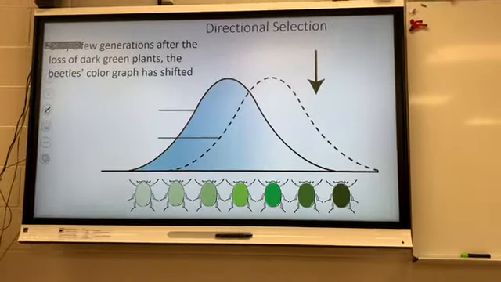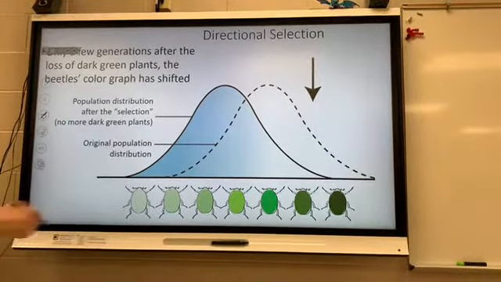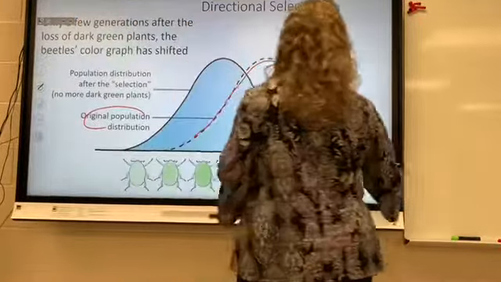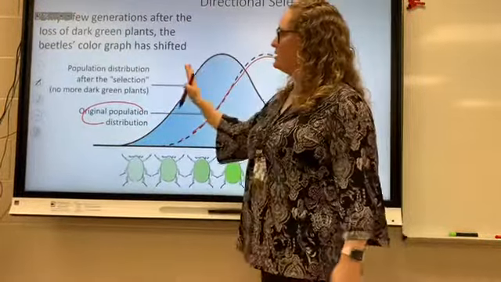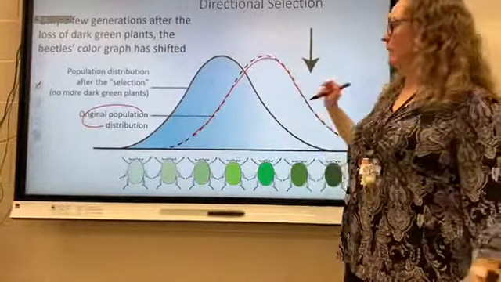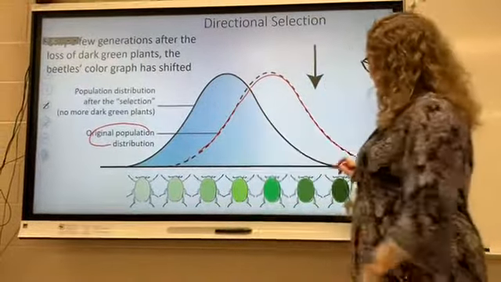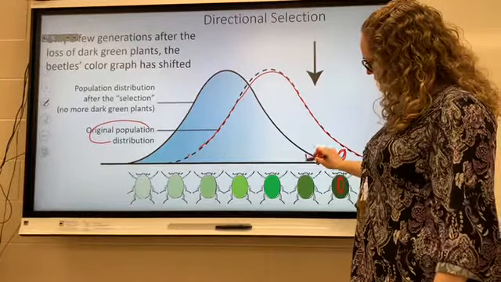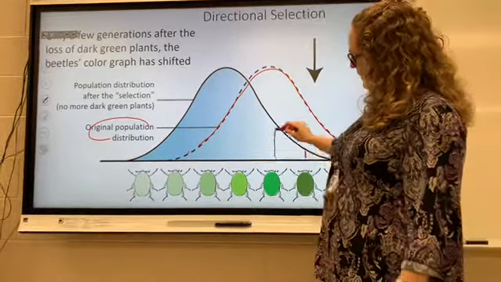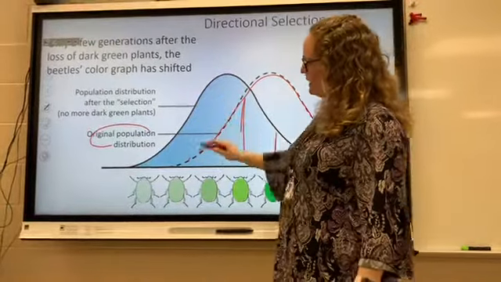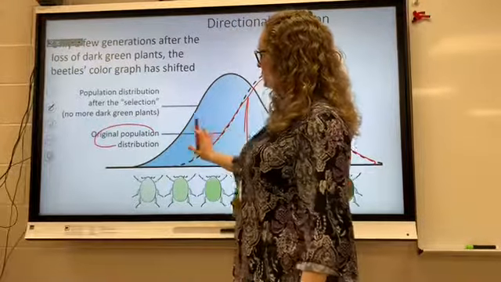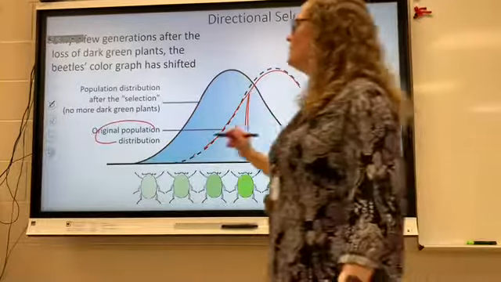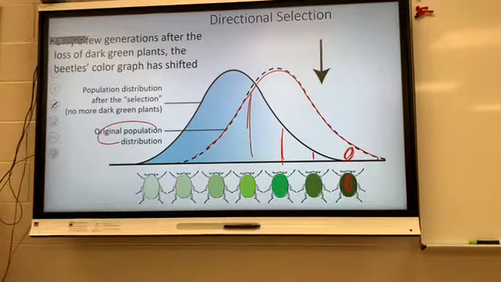Okay? So here we have our original population, that was the dotted line. And then because of the loss of dark plants, the population shifted this way. There's no dark green ones. There's just a few of those dark ones there. These numbers all shifted. Now being a lighter green beetle is a better thing. So that's what we call directional selection.